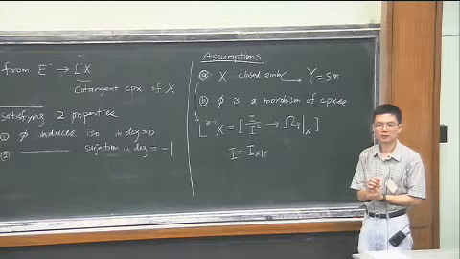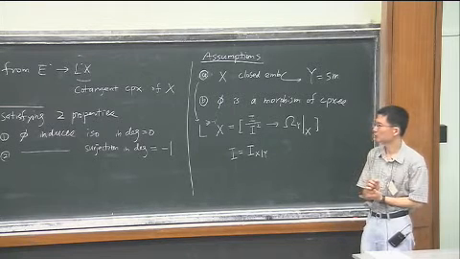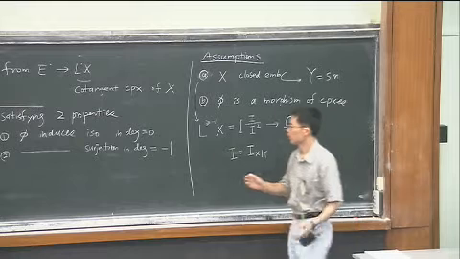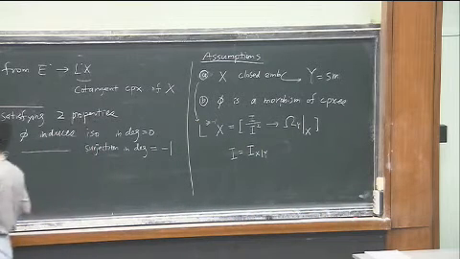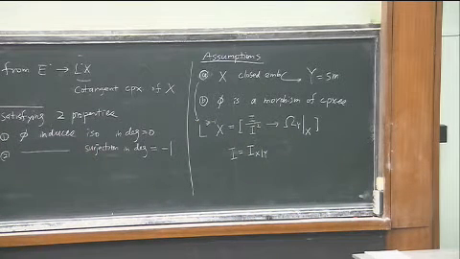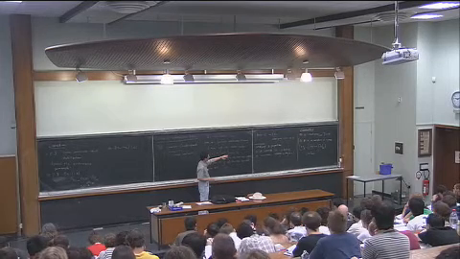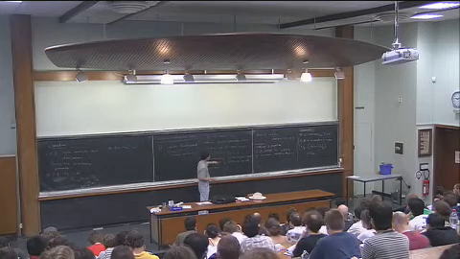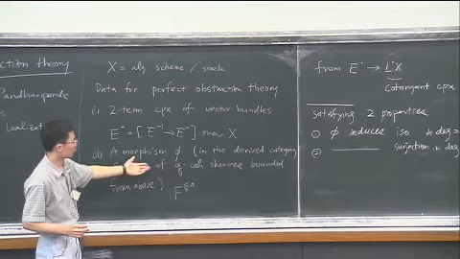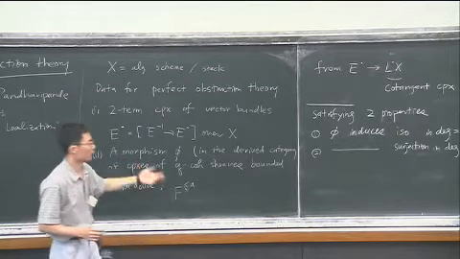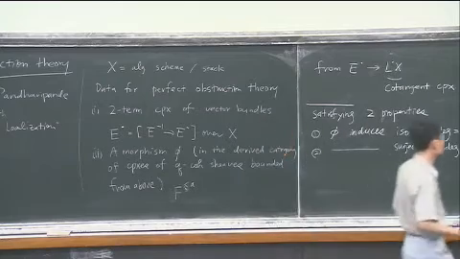Are we okay so far? I'm already assuming that phi is a morphism of complexes. For in the derived category, a morphism just means that you have a roof diagram which looks like this.